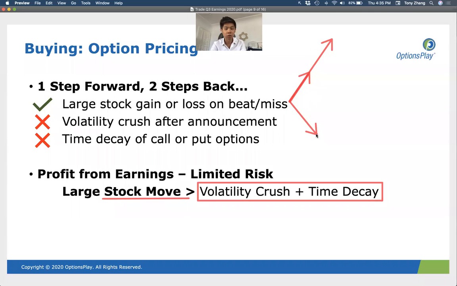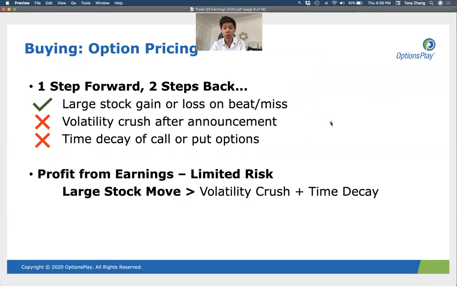Obviously, if the stock goes against you, then you really have three factors working against you, and you can expect a large amount of the capital that you commit to a trade to be a potential loser here. So that's the challenge whenever you're buying a call or a put going into an earnings announcement, is the fact that you have these two factors working against you that may be difficult for you to overcome.